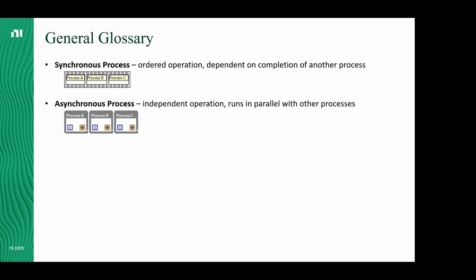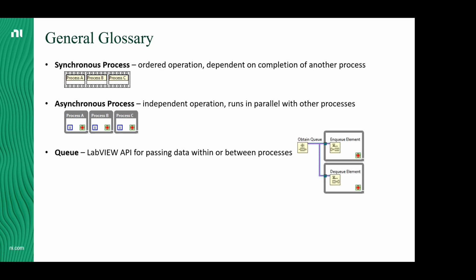If you're talking about an asynchronous process, that's the opposite. That is a situation where all of the processes are independent. So in this picture, process A, process B, process C, there's no data dependency between those in the LabVIEW world. So since they can run independently, we would refer to those as asynchronous processes. And then I'm also going to be talking about queues. If you're not familiar with the queue API in LabVIEW, it is a way to pass data within a process or between processes. As we can see in the screenshot here, we're using one queue to send data from the top loop or the top process to the bottom loop.